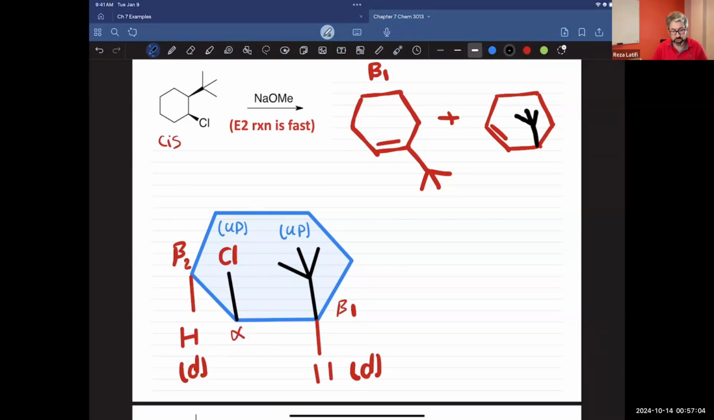Now which one is more stable? This one is more stable. Why? Because it has more substituents. That one technically has just two hydrogens and two carbons. So beta 1 is more stable than the product of beta 2. In this molecule, there are two hydrogens that can be targeted, and I said beta 1 is more favored than beta 2.